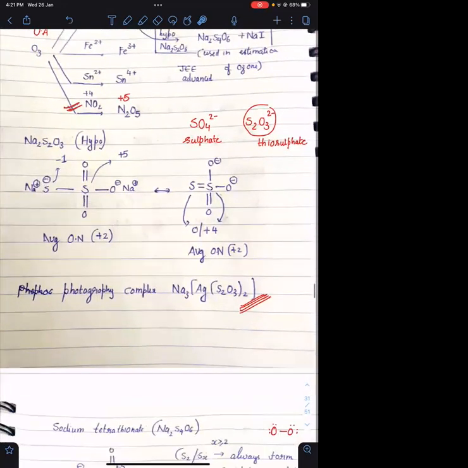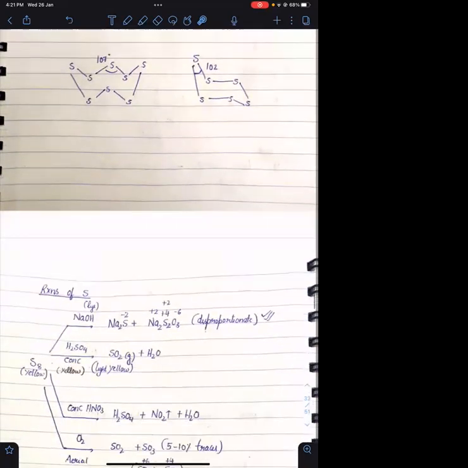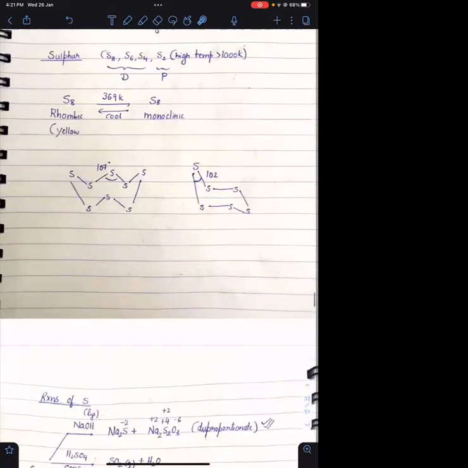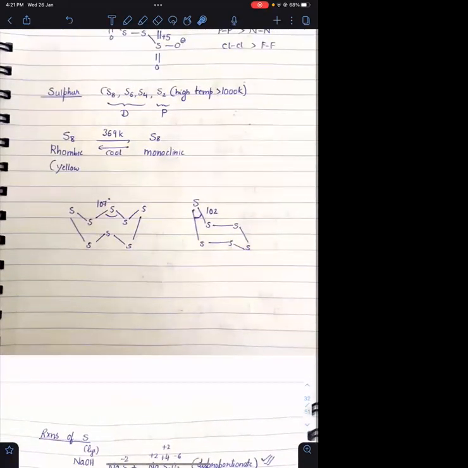Okay, next, sulfur. It exists as S4, S6, S8, S2, with S2 being paramagnetic. In S8, there is rhombic sulfur as well as monoclinic sulfur, and this reaction is also important. If you heat rhombic sulfur, which is yellow in color, it converts into monoclinic sulfur. If you cool monoclinic sulfur, it converts into rhombic sulfur again. Any doubt? This reaction is important, and it is also asked. For rhombic sulfur converting into monoclinic sulfur, remember the temperature as well.